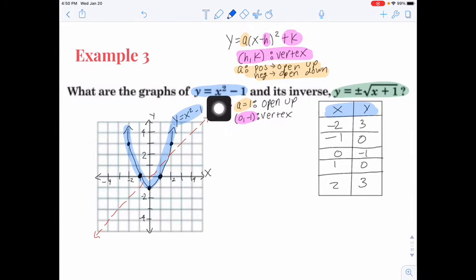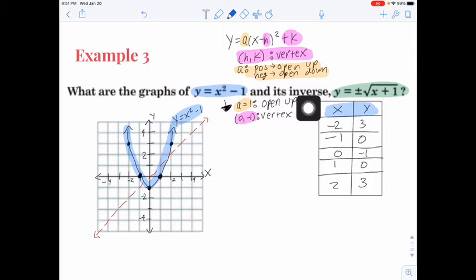If you plug in negative 2, you get negative 2 squared is 4, minus 1 is 3. If you try negative 1, you get negative 1 squared is 1, minus 1 is 0. And because this is a parabola, it's going to reflect and be the same on the opposite side. So if we plug in 1, you should get 0, which we do. 1 squared minus 1 is 0. If you plug in 2, you should get 3. 2 squared is 4, minus 1 is 3. And that gives us the exact points that we need to graph our parabola.